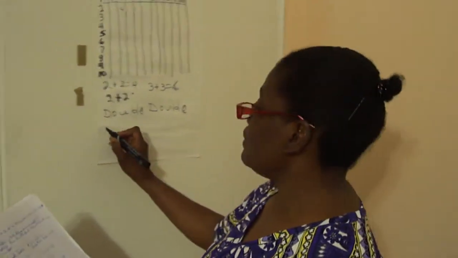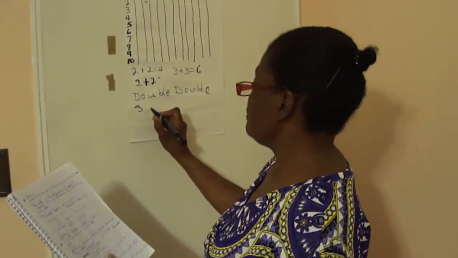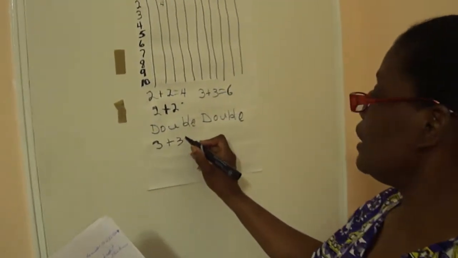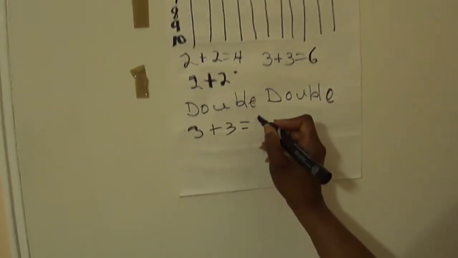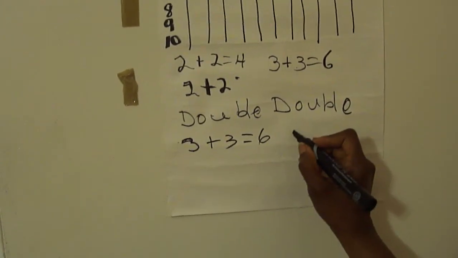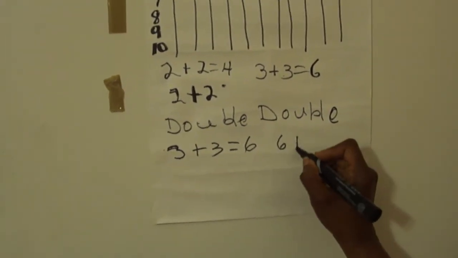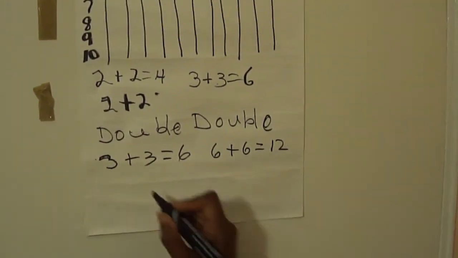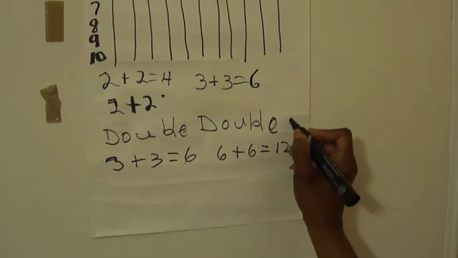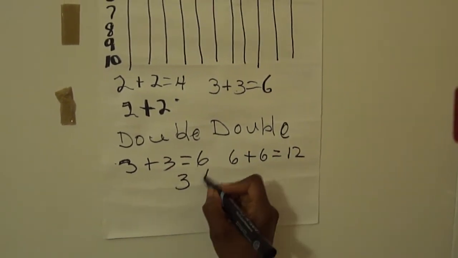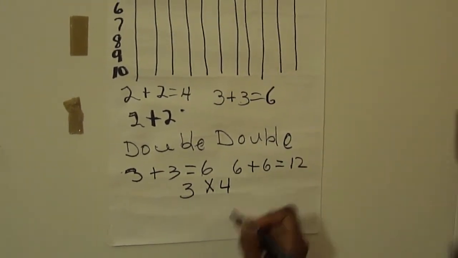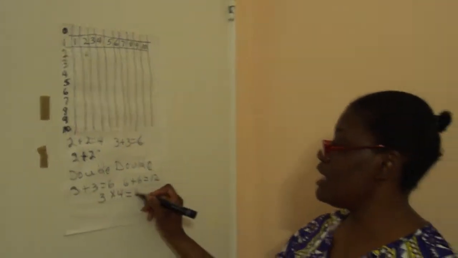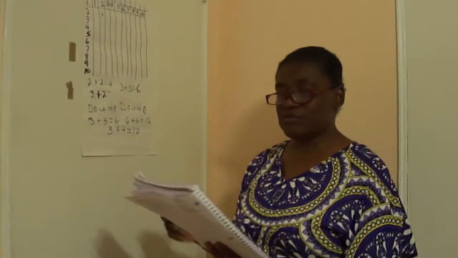Double is 3 plus 3 equal. We said 3 plus 3 is 6. And we double this number. So we say 6 plus 6 equal 12. So we said what was 3 times 4? Double. Okay, and the answer is 12. 3 times 4 is 12.